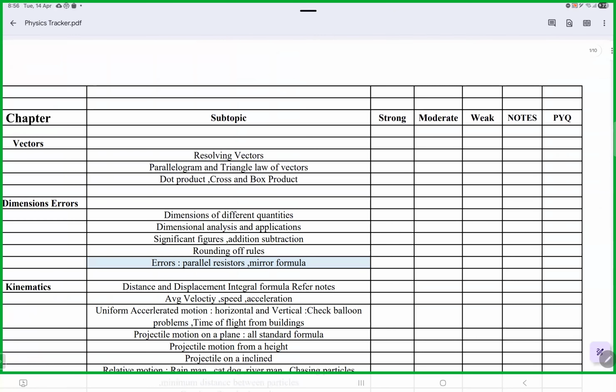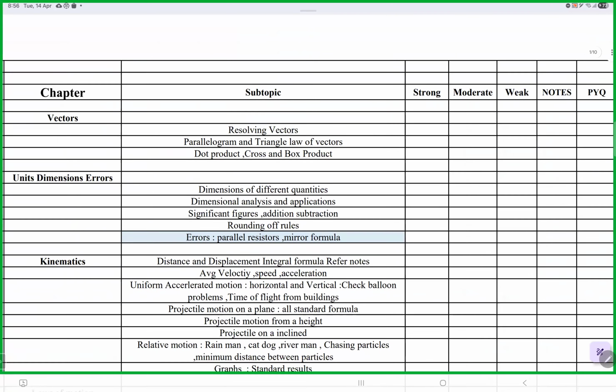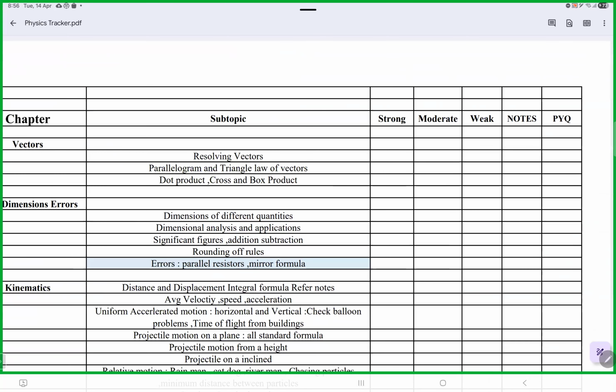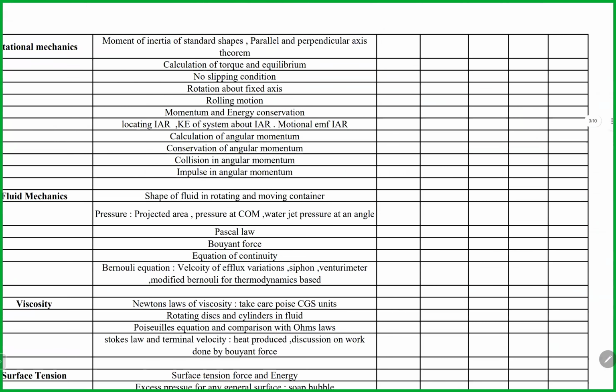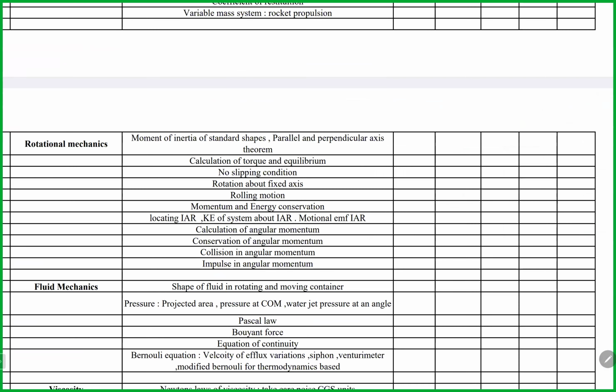From the start, start marking it. Vectors, resolving vectors, can you do it? Yeah, obviously, I'm sure you can. So mark it strong with a tick mark. Parallelogram, you're fine, strong, and so on. For example, take a tougher chapter, let's say rotation. Moment of inertia of standard shapes, I'm sure everyone remembers, strong. Calculation of torque, you can do it, mark it. No slipping condition, I think I know, but I don't remember: mark it as moderate or weak. If you feel I don't know, mark it weak. Rotation about fixed axis, I think I can do it, moderate. Rolling motion, I can do, moderate. Locating IR, I don't remember this, weak. Calculation of angular momentum, I can do.